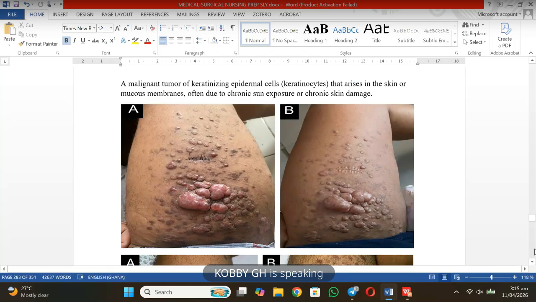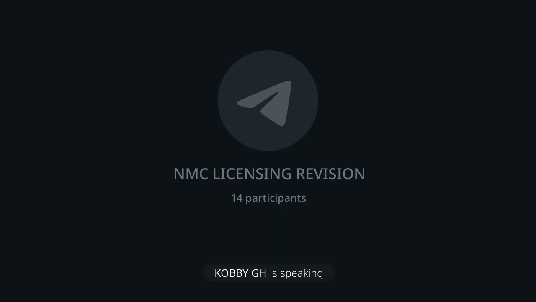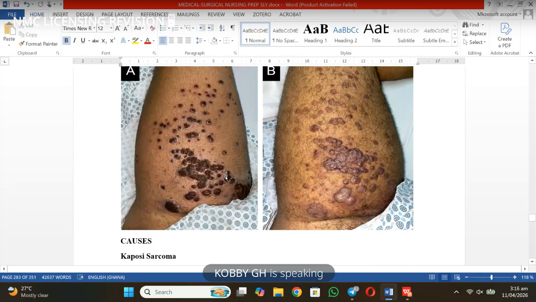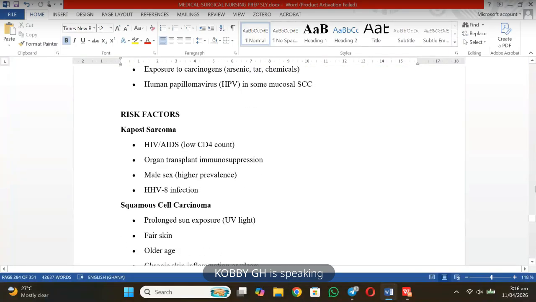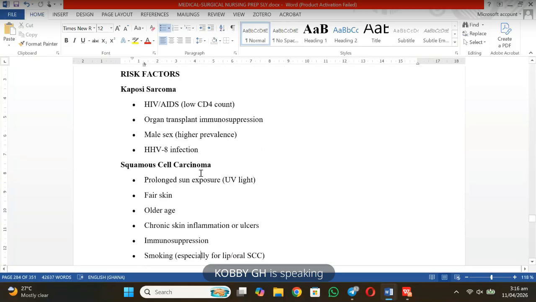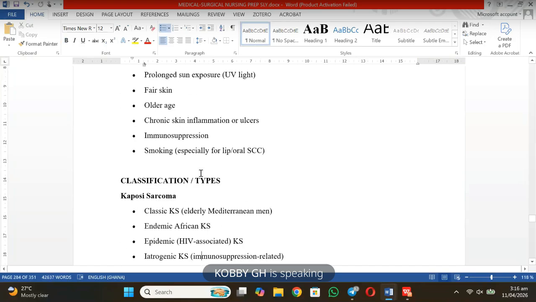So you see how bad this one looks. Yes, this one is Kaposi sarcoma. It's cancer affecting the skin. It has the same causative factors as the general cancers that we learned. But usually if someone has HIV/AIDS, this condition commonly occurs. It's one of the manifestations that can happen when a patient gets HIV/AIDS, or conditions that impact on the immune system.